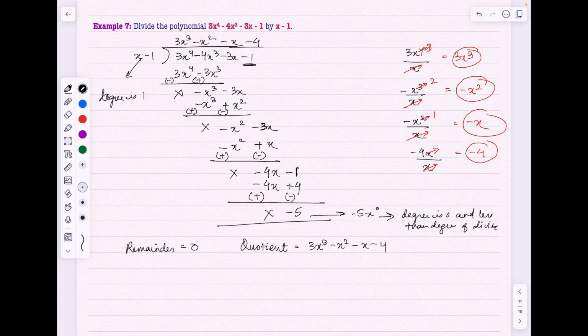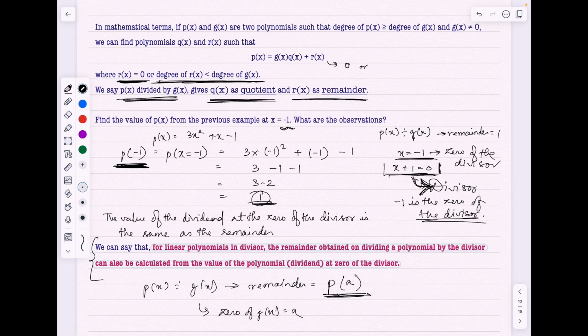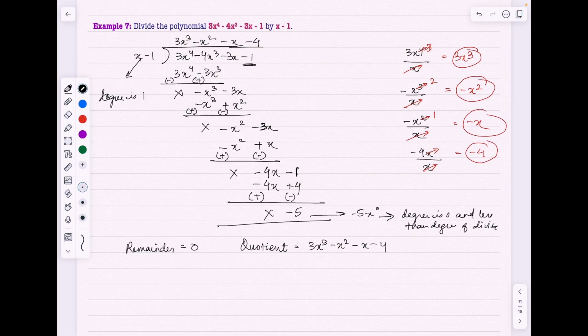Okay, and the dividend and divisor, as I've already told you, you can check the remainder part. How can you check? See, the divisor is x minus 1. So the zero of x minus 1, we know, is 1. Because how can you do it? x minus 1 equals 0, so this gives x equals 1. At x equals 1 we are getting the value of the divisor as 0. So the zero of x minus 1 is 1.